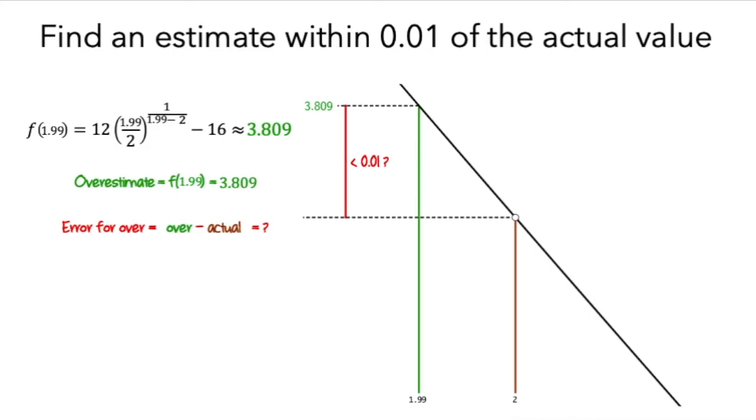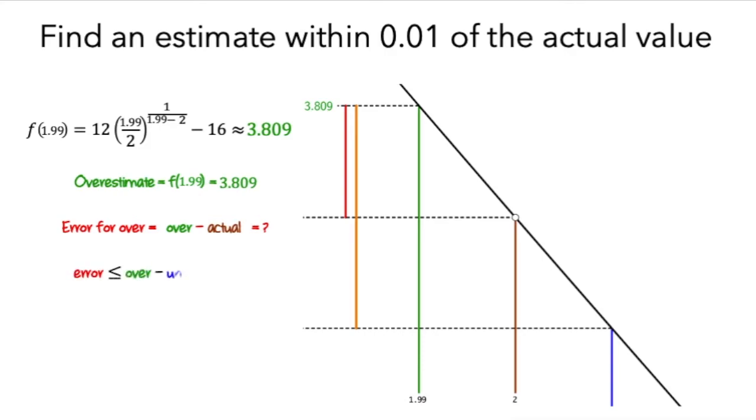So how do we guarantee an estimate is within 0.01 of the actual value? If we find an underestimate of the height of the hole, then the difference between the over and underestimate is shown by the length of this orange line segment. This length of the orange segment is at least as large as the length of the red segment, which is to say that the error for the overestimate is less than or equal to the difference between the overestimate and underestimate. So if we make this difference between the over and underestimate less than 0.01, then the error for the overestimate will also be less than 0.01.